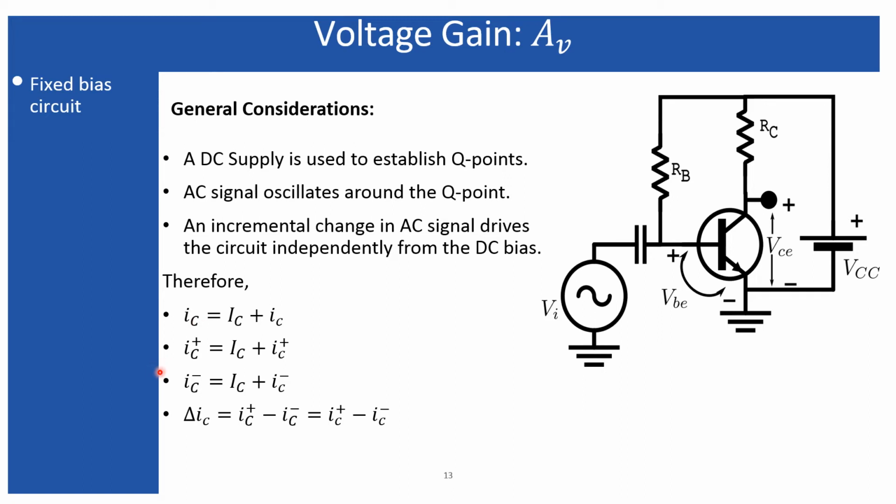Now, due to an incremental change in collector current, and that may happen if you are applying an AC signal, when you are applying that AC signal there will be an incremental change in the base emitter voltage, and that will cause the incremental change in the collector current.